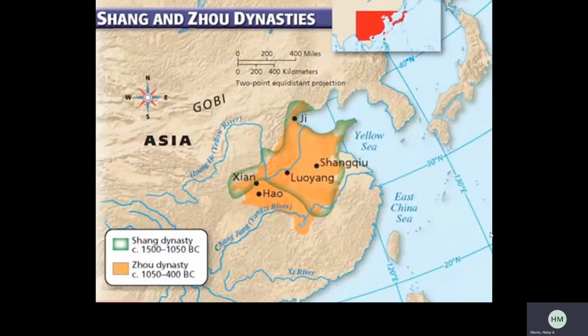This is a little bit of a map of ancient China, what it would have looked like. The portion in green would have been the Shang dynasty, the first dynasty that we'll talk about. And then the yellow, orangey color would be the Zhou dynasty.